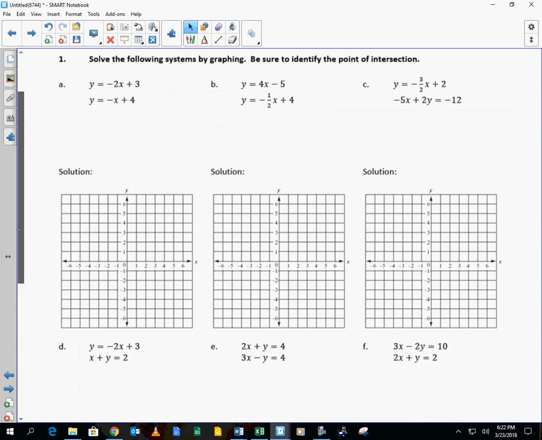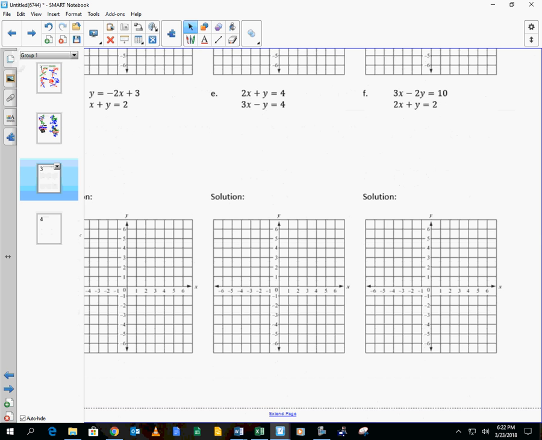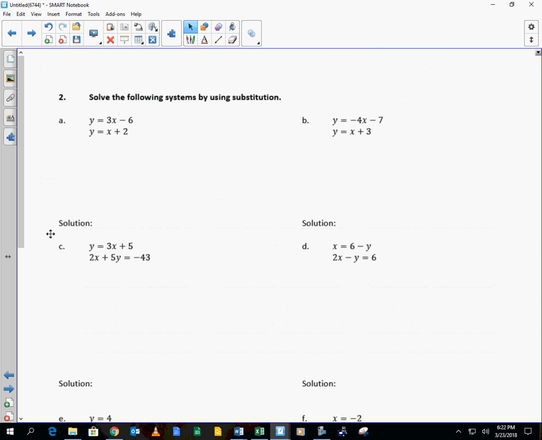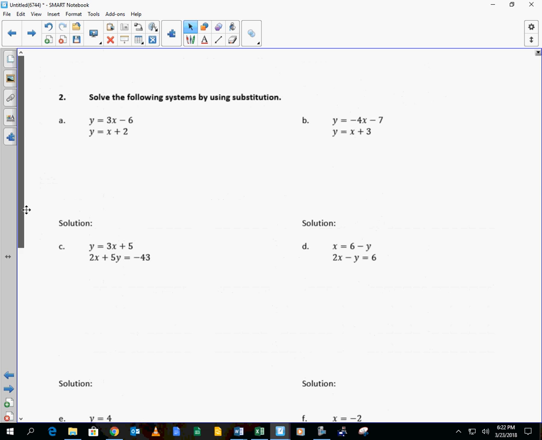You can see that on the front side of your worksheet, this should be due at the end of the hour, hand it in. You have the front side where you have solving systems by graphing, that should be review. And then you have the back side, solving systems by substitution. And I'm confident that you can do a great job with it and have a lot of success.